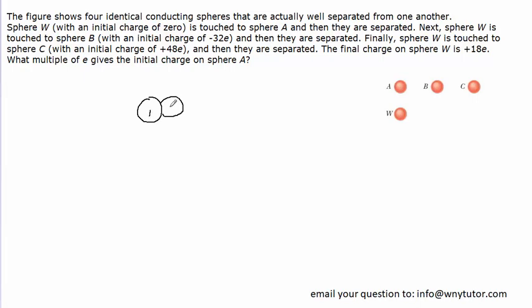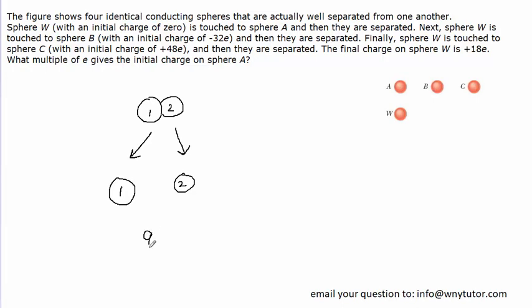So this would be sphere 1 and this would be sphere 2. They're supposed to be identical. This one doesn't look like it is, but so be it. And when we touch them together and then separate them, and we wish to determine the charge on each sphere, it's a rather simple matter.